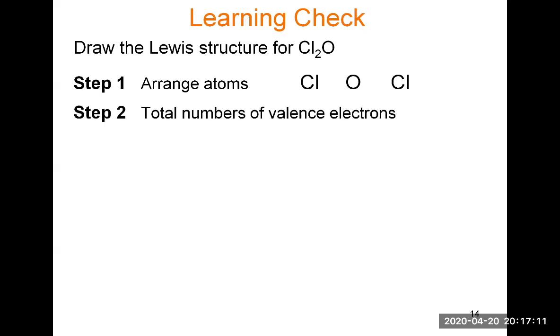Next, you want to calculate the total number of valence electrons. So we have 2 chlorines. Chlorines are in group 7A, so they have 7 valence electrons. So 2 times 7 electrons from the chlorines, plus 1 oxygen. Oxygen being in group 6A brings 6 valence electrons. So 14 plus 6, that's going to be 20 electrons. So 20 electrons for Cl2O.